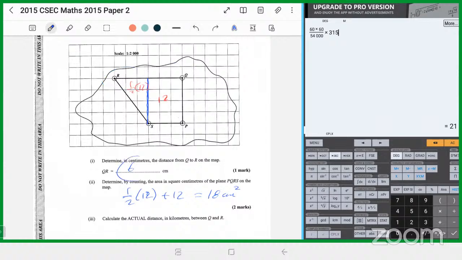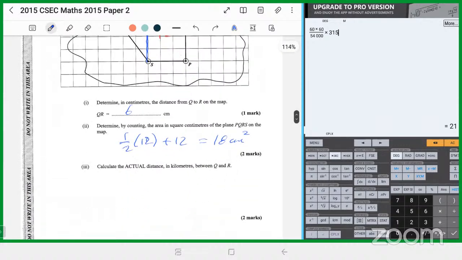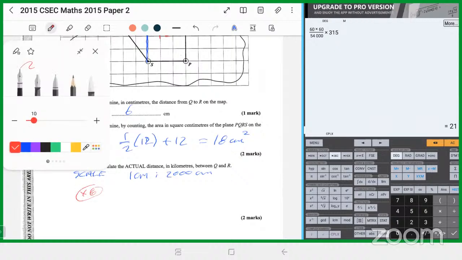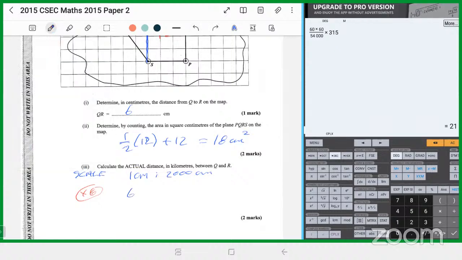Remember, on the map, we got 6, right? And we want it in kilometers. Now, watch this. The scale is that 1 centimeter to 2,000 centimeters. That's the scale that they gave us. But the distance that we want is 6 centimeters. So when I multiply the scale by 6, I get the length that we want, 6 centimeters. Multiply this by 6, we get 1,200 centimeters. All right, but I want it in kilometers.